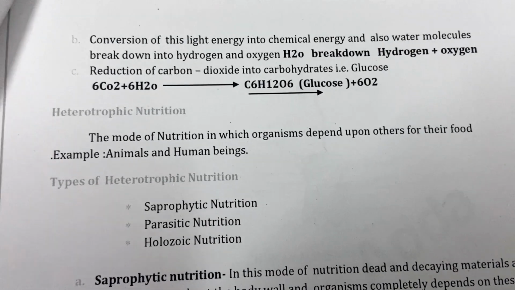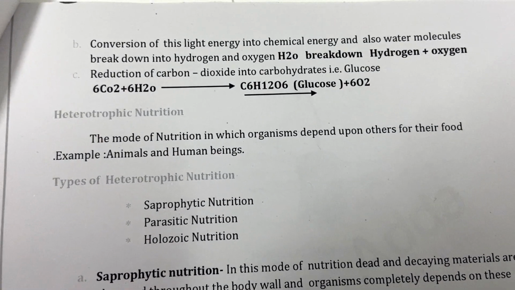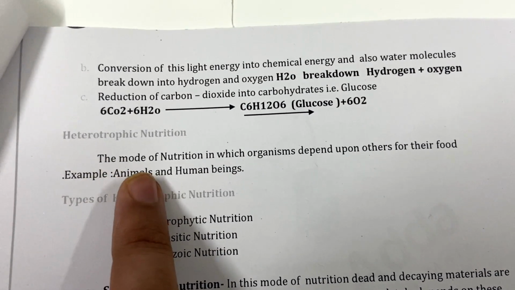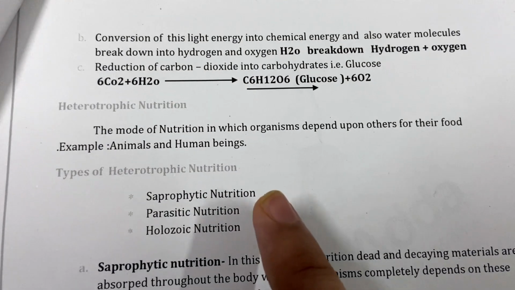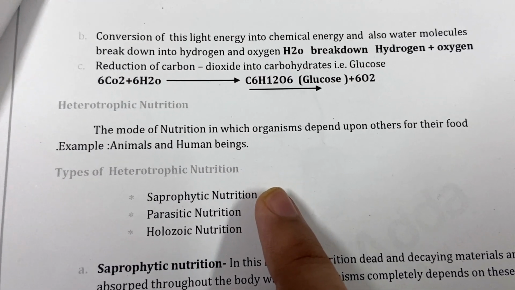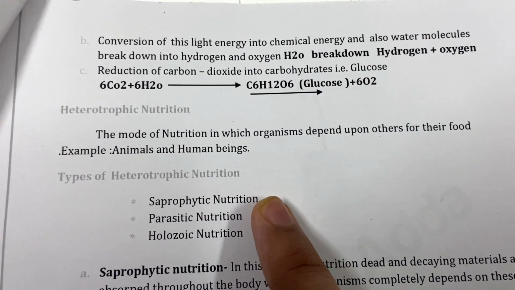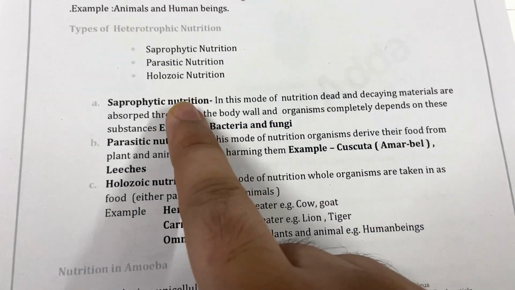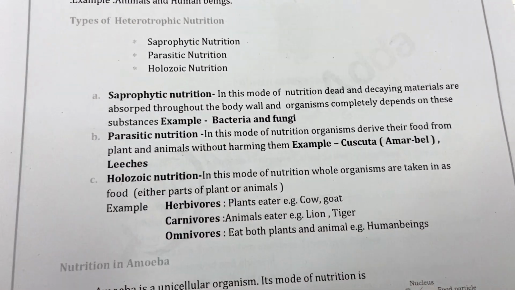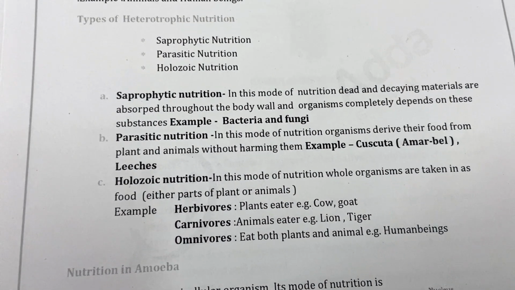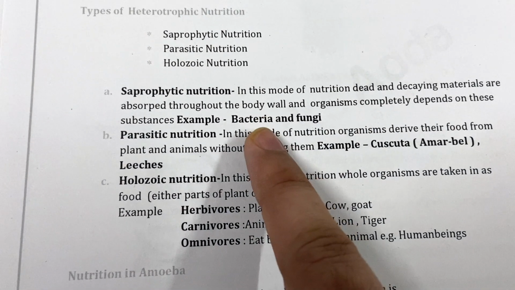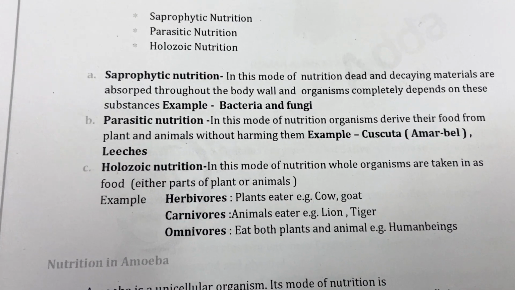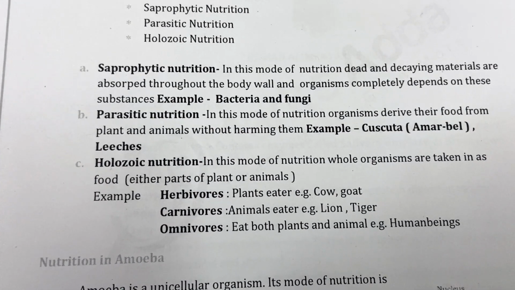We know in heterotrophic nutrition an organism depends on other organisms for the food. Examples of heterotrophic nutrition are animals and human beings. Now there are three types of heterotrophic nutrition, that is saprophytic nutrition, parasitic nutrition and holozoic nutrition. Saprotrophic nutrition is that nutrition in which an organism feeds on dead and decaying organic matter. Example, bacteria and fungi.